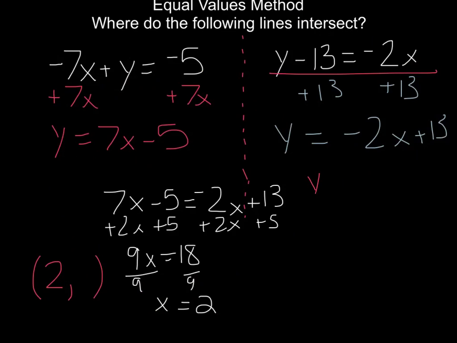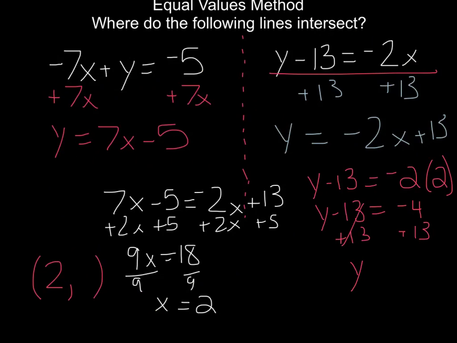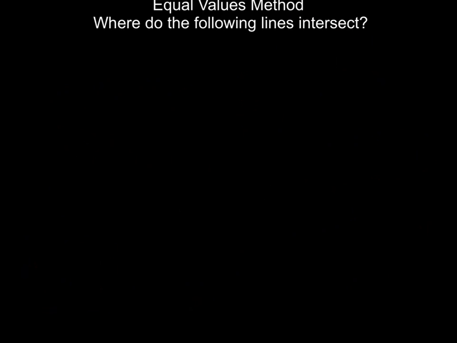So I'll say y minus 13 equals negative 2 times 2. So y minus 13 equals negative 4, and if I add 13 to both sides, I get y equals 9. So back over here, I see that my point of intersection for these two lines is at the point 2, 9.